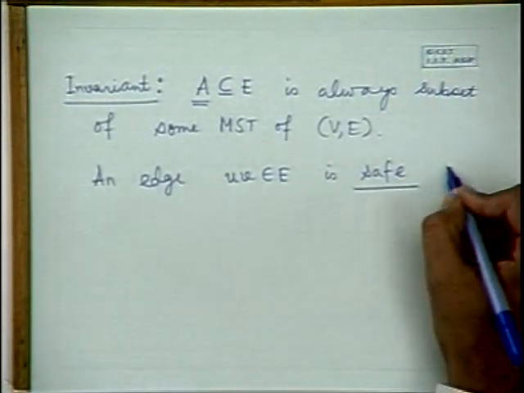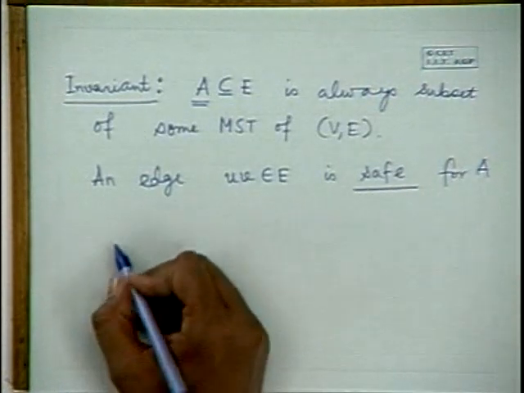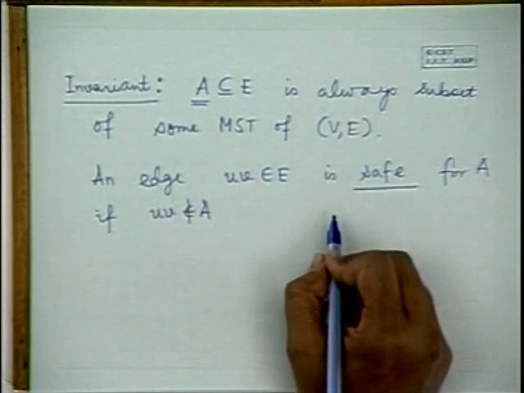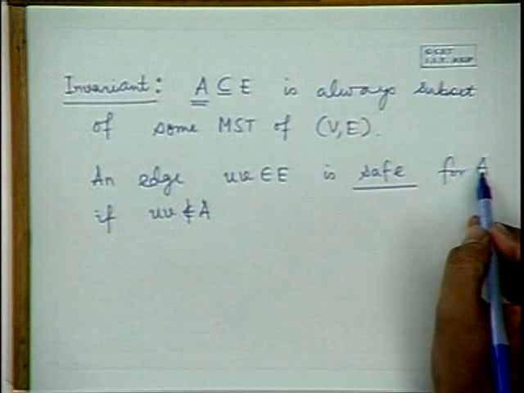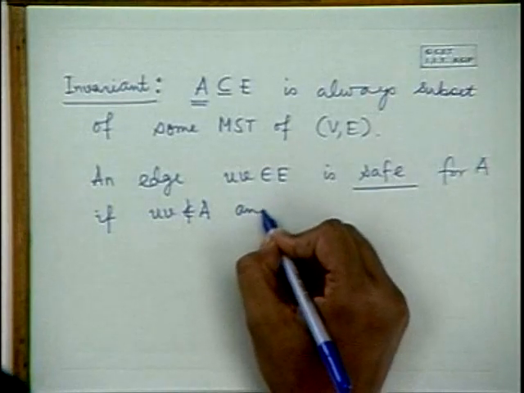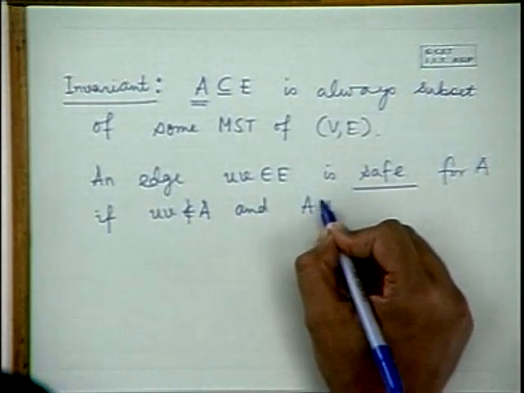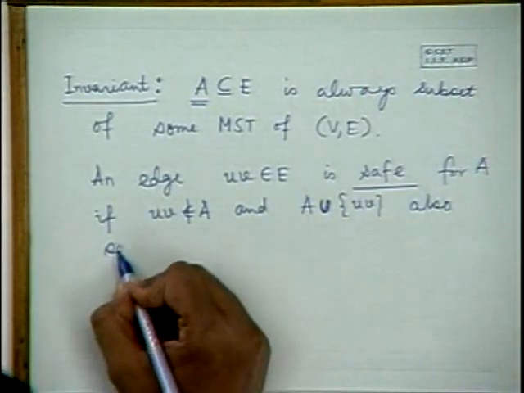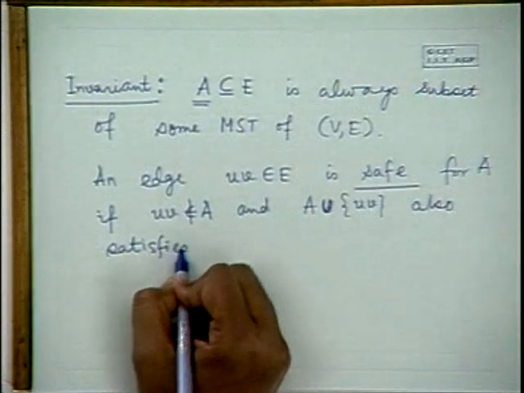It is safe for A if UV does not belong to A. So far we have chosen a set of edges which we are sure that they are included in some minimum spanning tree. Now I take another edge UV which does not belong to this set A yet. We say that edge is safe if it does not belong to A and A union this edge UV also satisfies the invariant.